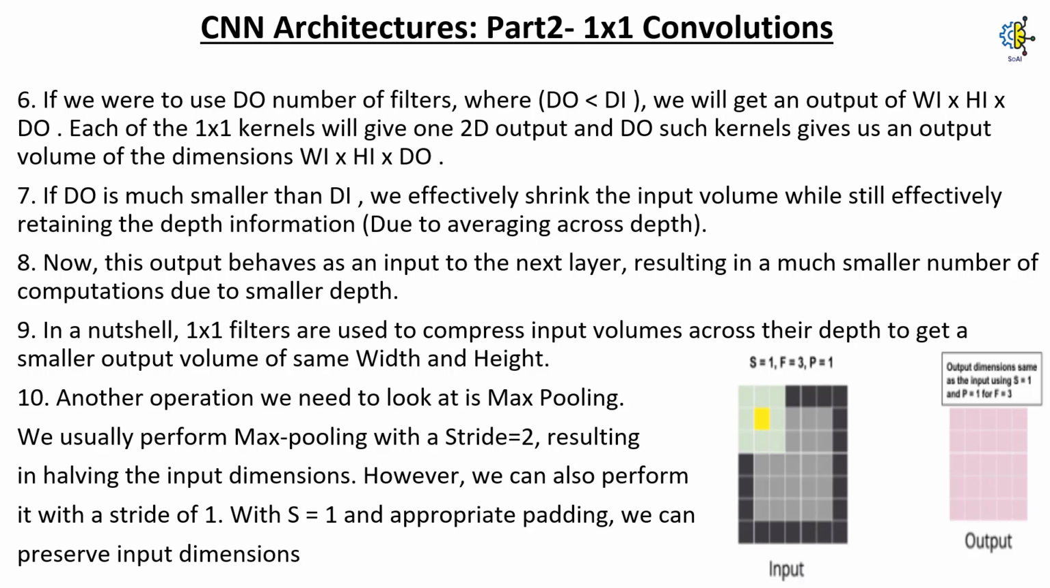Another operation we need to look at is max pooling. We usually perform max pooling with a stride of 2, resulting in the input dimensions being halved. However, we can also perform it with a stride of 1. With s equal to 1 and appropriate padding, we can preserve input dimensions.